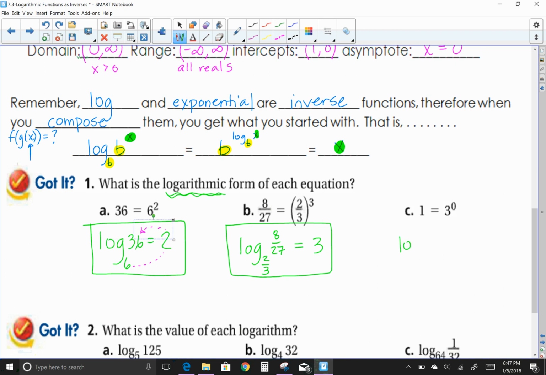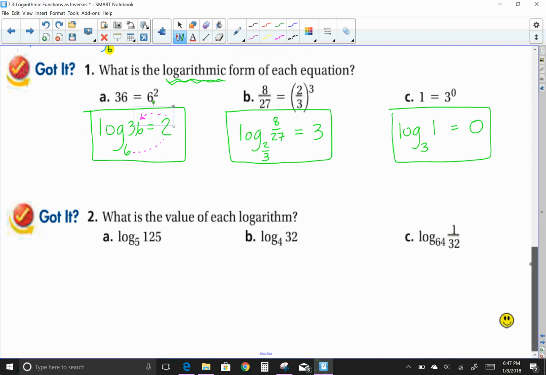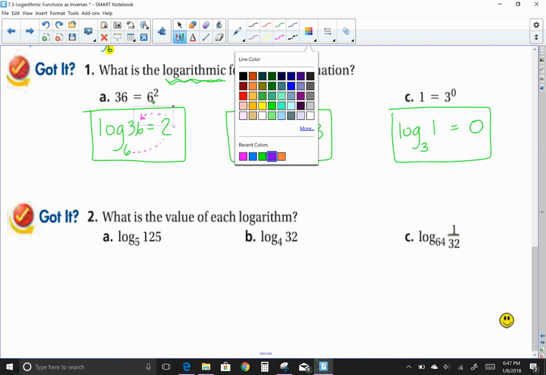Log. I got my log. My base is 3. My exponent, which is over here by itself, is 0. And that leaves that to be. So 3 raised to the 0 equals 1, which is what that says right there. So we're good. All right, so the next thing we're going to work on is what is the value of each logarithm.